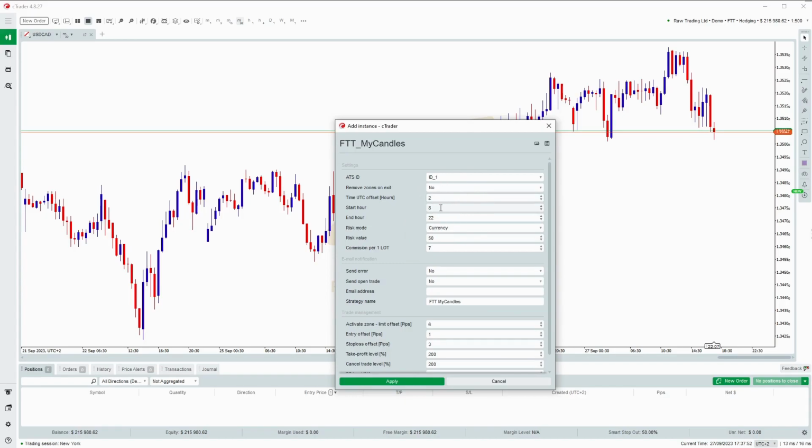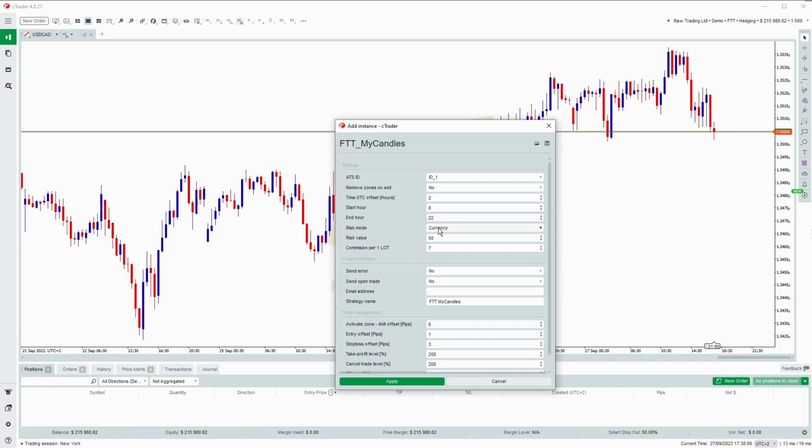Start hour and end hour settings. This allows you to set the period of the day from which the strategy will trade. For example, if the strategy is set from 8 to 22, it will only open trades at that time. If set to 0 and 0, the strategy will be active throughout the day.